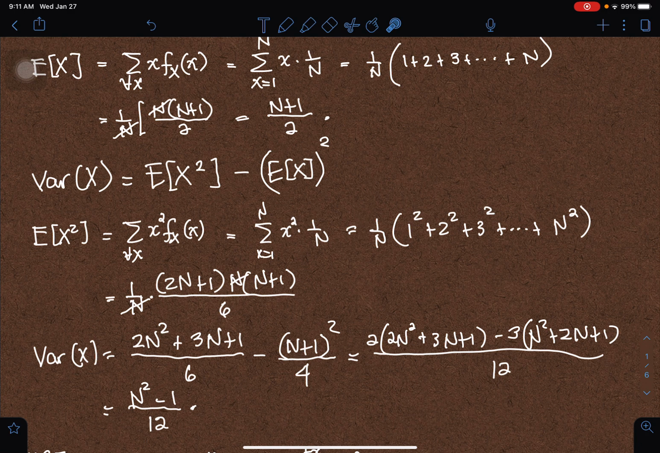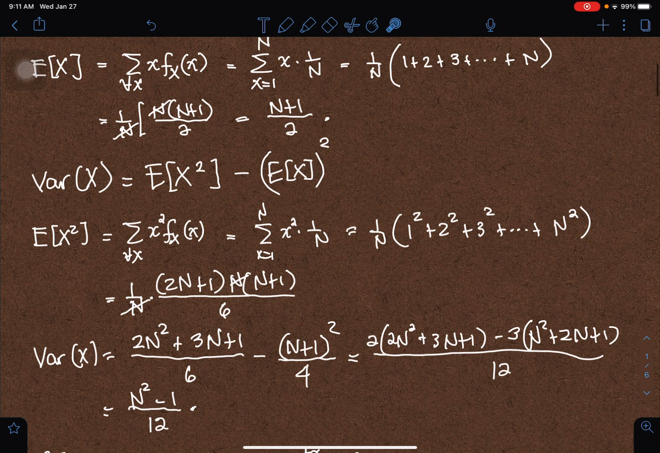Now, we know already from above what E of X is, so that's (n plus 1) all over 2. So we need here to get the expected value of X squared, and that will be the sum of x squared times 1 over n from 1 to positive n. We can factor out 1 over n, and then the sum will be 1 squared plus 2 squared plus 3 squared, etc., plus capital N squared. So this is the sum of squares of consecutive positive integers.